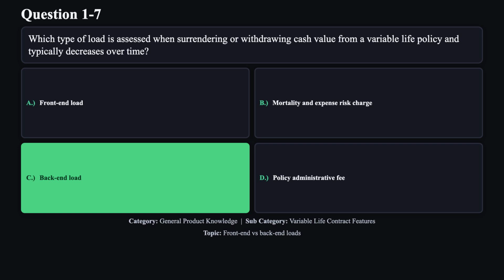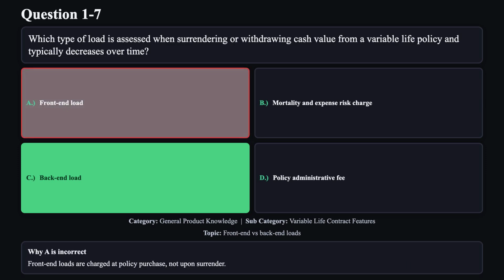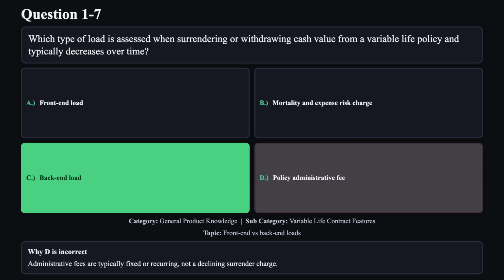The correct answer is C. The correct answer is that a back-end load, or surrender charge, is imposed upon withdrawal or surrender, and usually decreases over the policy term. Reason A is not correct. Front-end loads are charged at policy purchase, not upon surrender. Reason B is not correct. Mortality and expense risk charges are ongoing, not time-declining surrender fees. Reason D is not correct. Administrative fees are typically fixed or recurring, not a declining surrender charge.